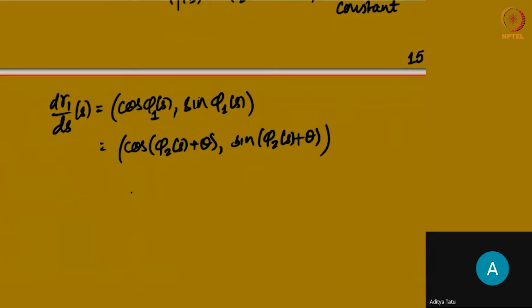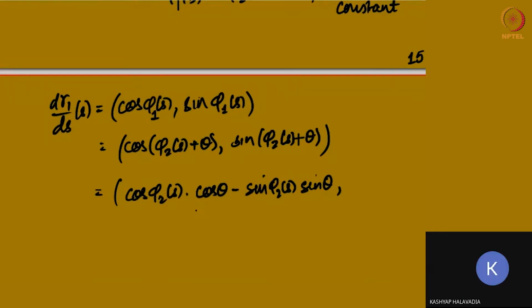What is cos of a plus b? Anyone? Cos A cos B minus sin A sin B. Okay, because I really don't remember these things. And sin of a plus b is sin A cos B plus cos A sin B.